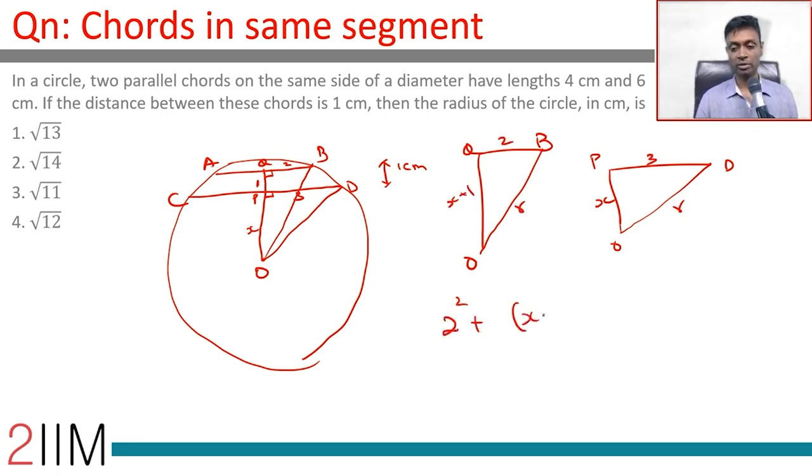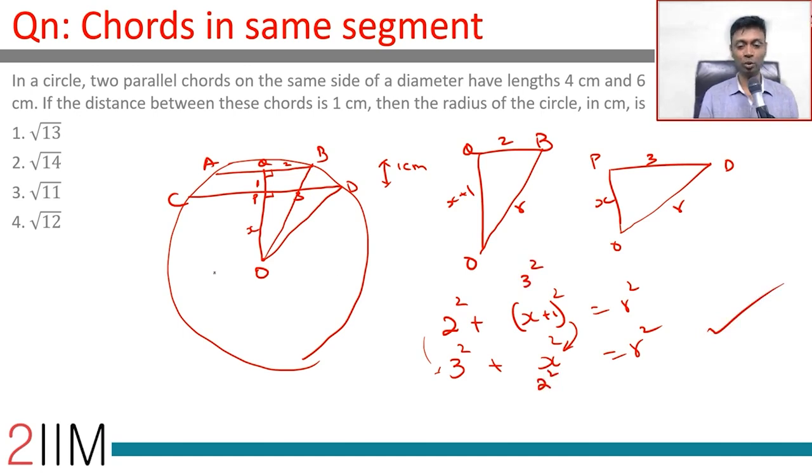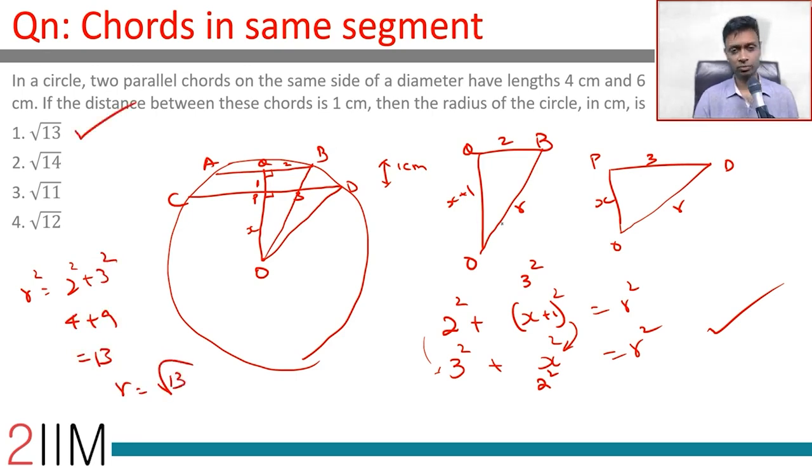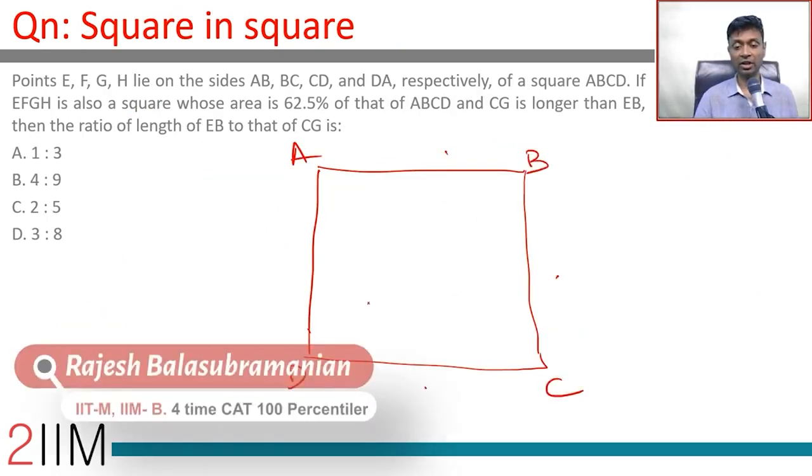2 square plus x plus 1, the whole square is r square. 3 square plus x square equals r square. This increases by 1, this decreases by 1, and 1 offsets the other, or this should be 3 square, it should be 2 square, done. Or x is 2. The radius r square is nothing but 2 square plus 3 square, or nothing but 4 plus 9, which is 13, or radius is square root of 13. Done.